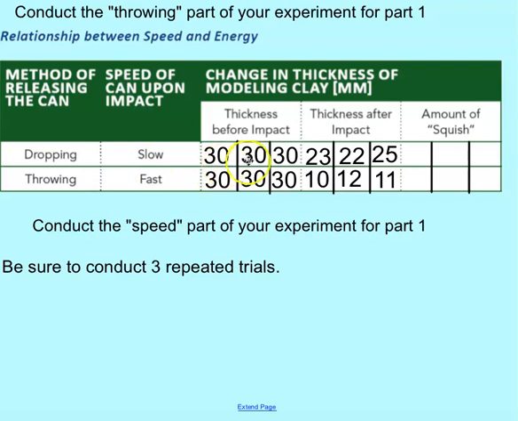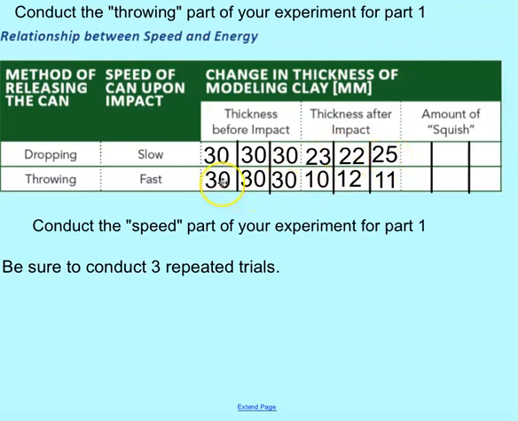And what we did was we measured the Play-Doh ball after the can hit it. So here's trial number 1. We started with 30, and then it was 23 at the end. Trial number 2 for the dropping was 30, and then it was 22. Then it was 30, then 25.